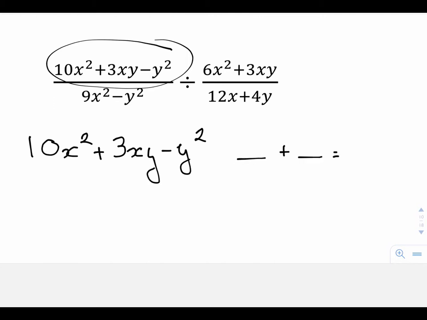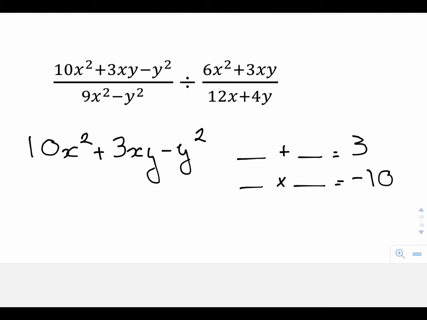Now this is a complex trinomial, so I'm looking for two numbers that add to give me the middle term, which is 3, the coefficient that is, and that multiply to give me the product of the 1 at the front, although the one's not written, and 10, which in this case is -10. Those two numbers happen to be 5 and -2. That works, and that works as well.